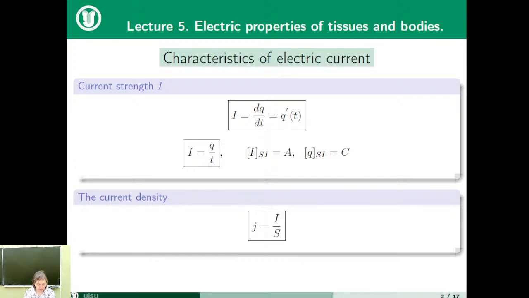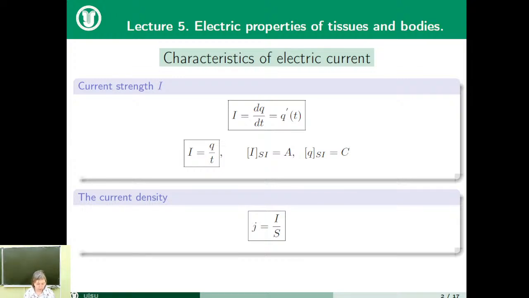The current density is the ratio of current strength passing through the cross section of conductor to the area over this section S. And this is I divided by S. The unit of the current density is ampere per square meter.